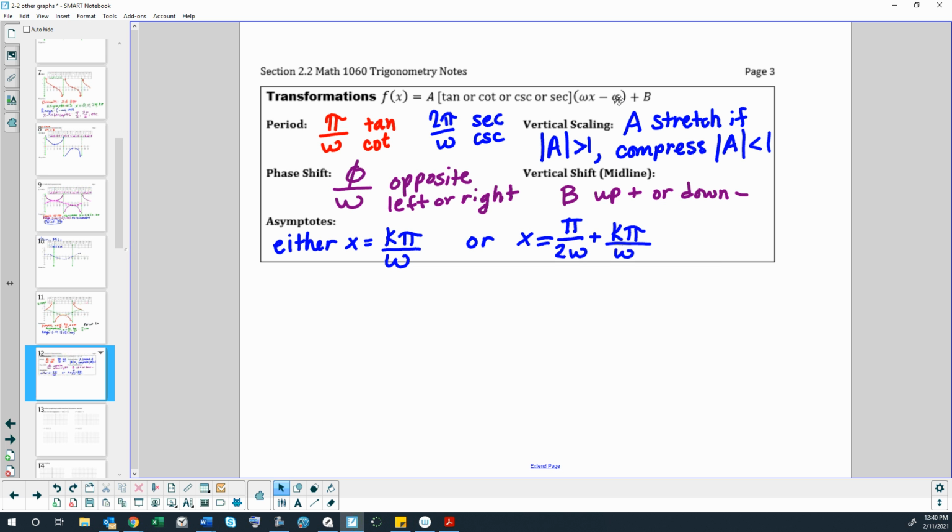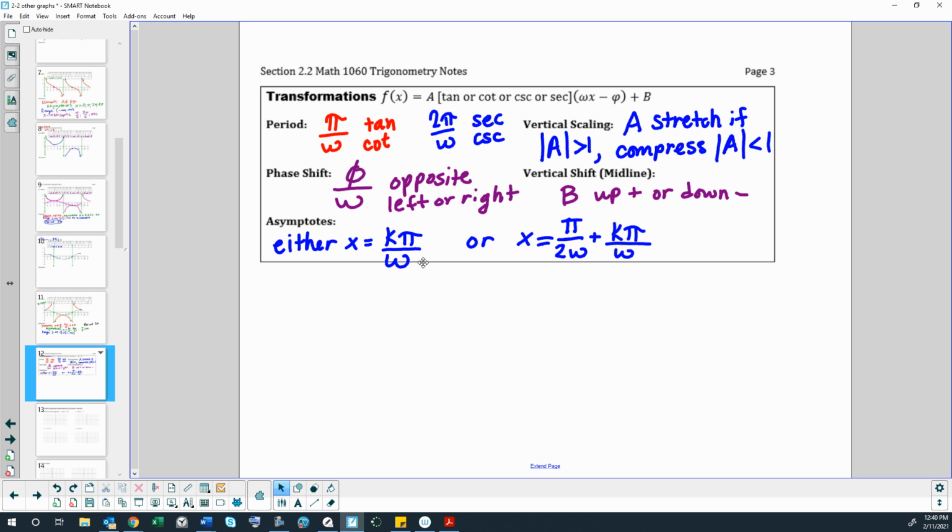Phase shift is still just phi divided by omega, just like it is for sine and cosine, going the opposite direction. The vertical shift, we still kind of have a midline of our graph, and that still moves that midline up or down.